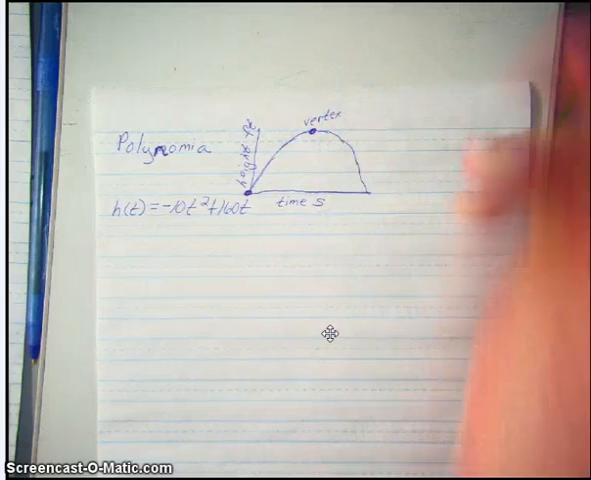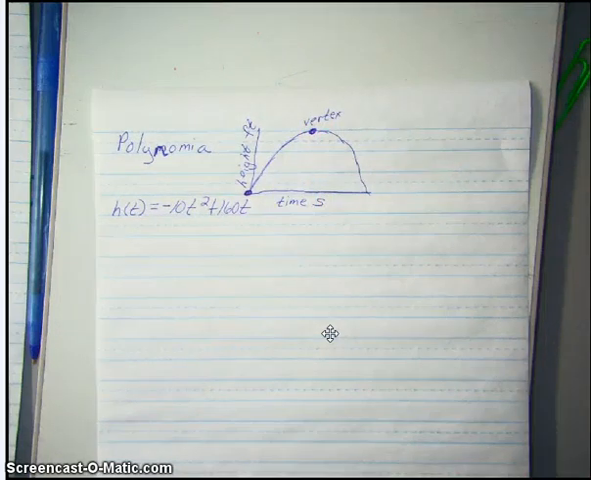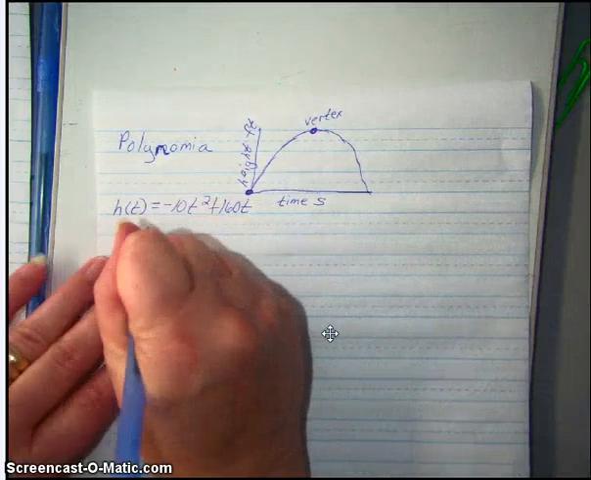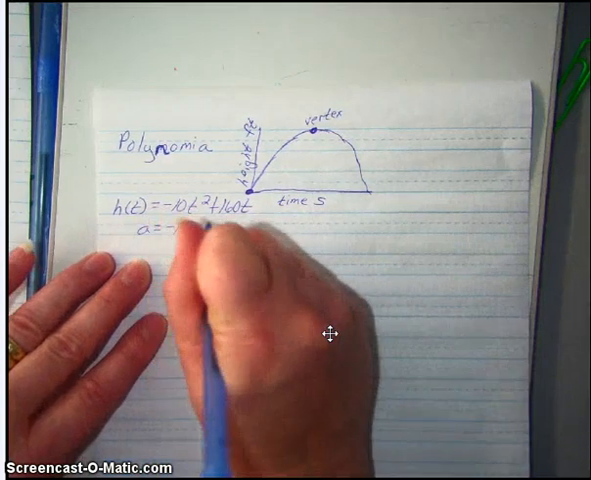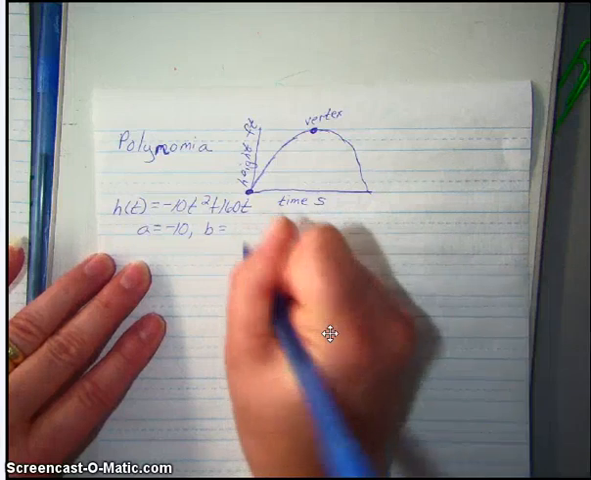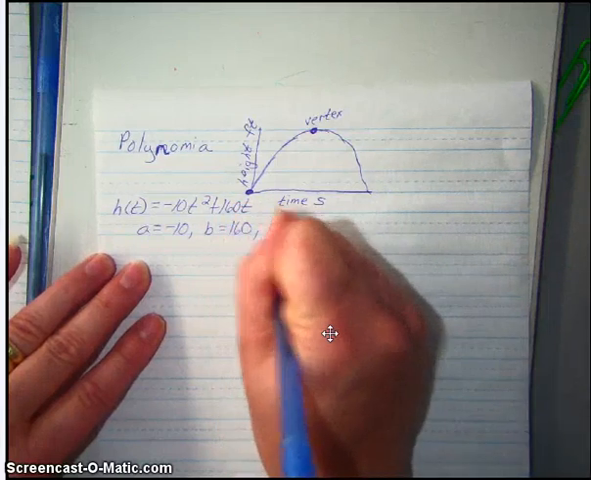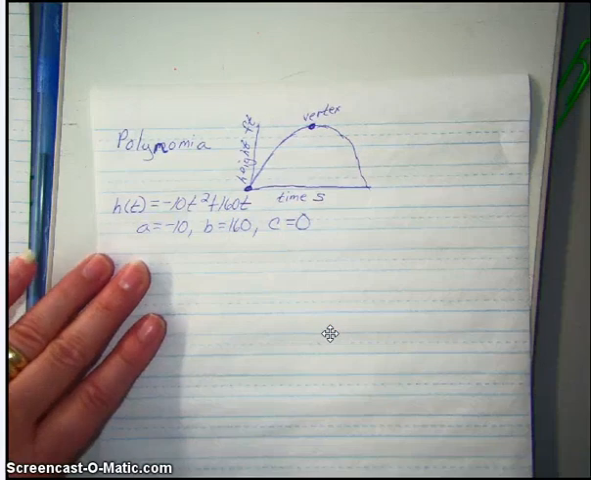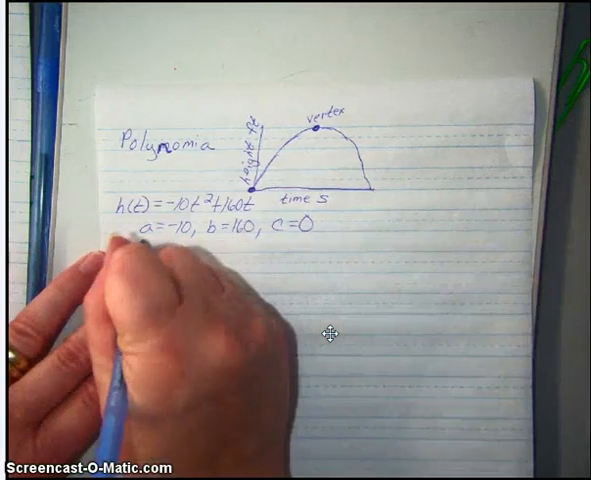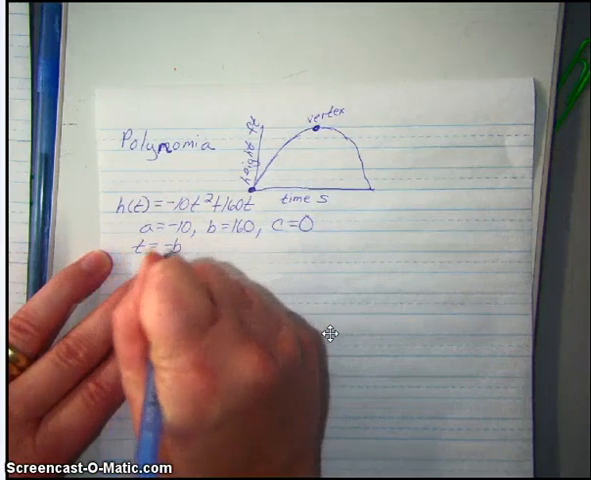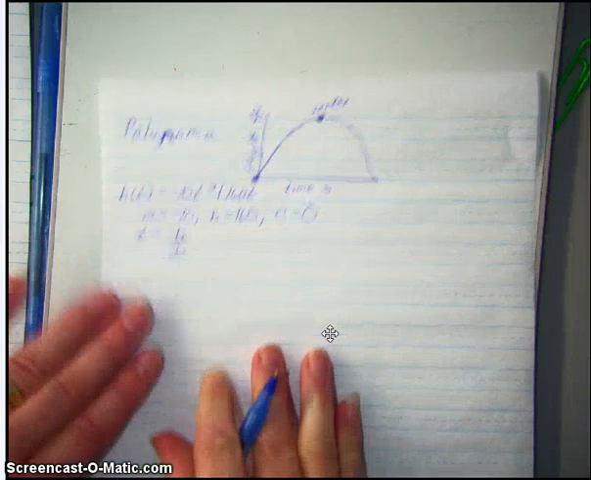Vertex, yep. All right. So this is in standard form. We're going to use the formula for finding the vertex in standard form. What's the value of A? -10. What's the value of B? 160. What's the value of C? 0. Good. And the formula for the vertex is T equals -B over 2A.